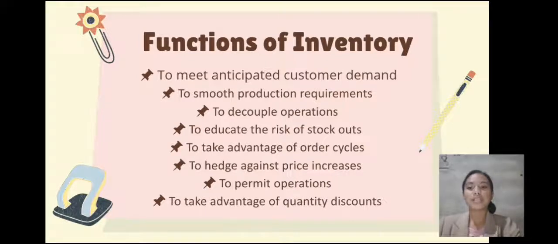Next function is to decouple operations. Historically, manufacturing firms have used inventories as buffers between successive operations to maintain continuity of production that would otherwise be disrupted by events such as breakdowns of equipment and accidents that cause a portion of the operation to shut down temporarily. The buffers permit other operations to continue temporarily while the problem is resolved.